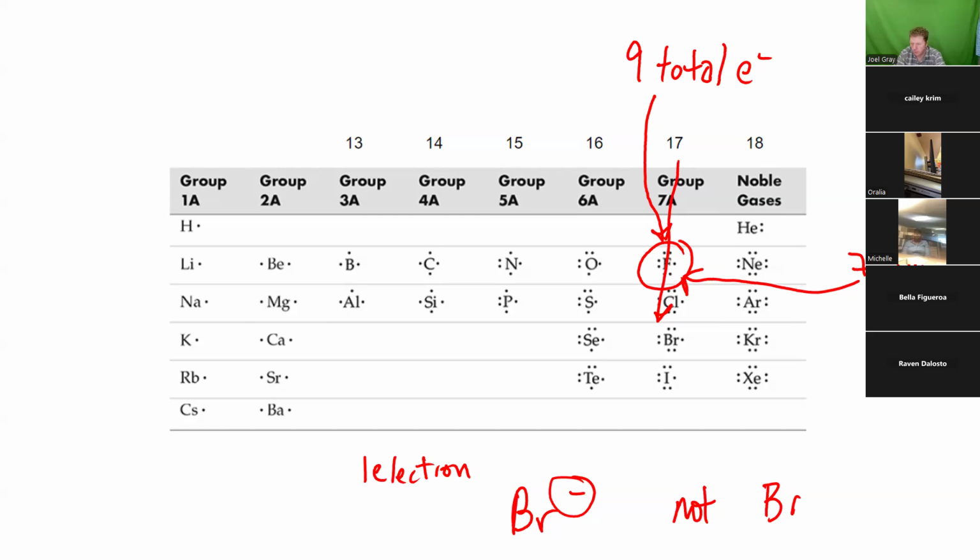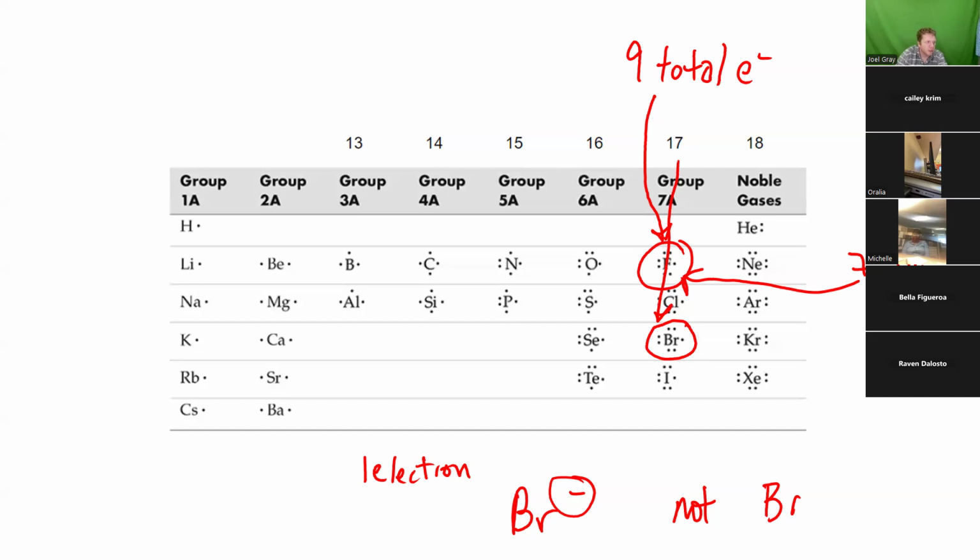Or how many valence electrons surround it in that Lewis symbol? Close. We're going the other way. This is one thing that people fall into a trap on. So Br right here, it's got seven valence electrons, but Br minus, Dylan, absolutely right. It has eight electrons around it.